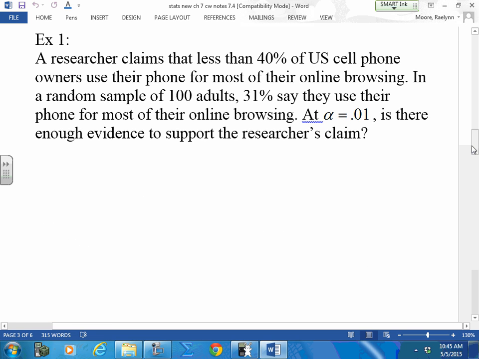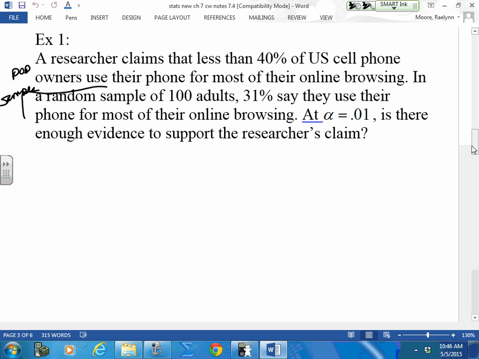So let's try one. This is on page 389. A researcher claims that less than 40% of U.S. cell phone owners use their phone for most of their online browsing. In a random sample of 100 adults, this is your sample part. This is your population part. This is your sample part.